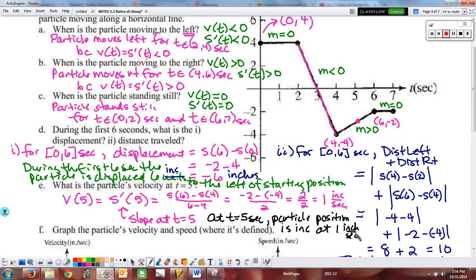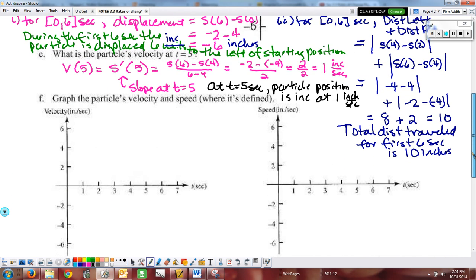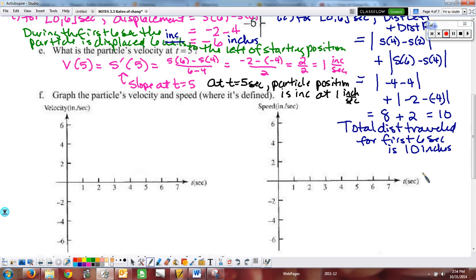Okay, so notice that even though I'm giving a velocity here, when you are explaining what's happening or what you just found, this is your when, this is your what: the particle's position is what's changing. Which way is it changing? The particle's position is increasing at the rate of change that it's increasing at. All right, so now we're going to come down here and take a look at graphing our particle's velocity and the speed, where it's defined.